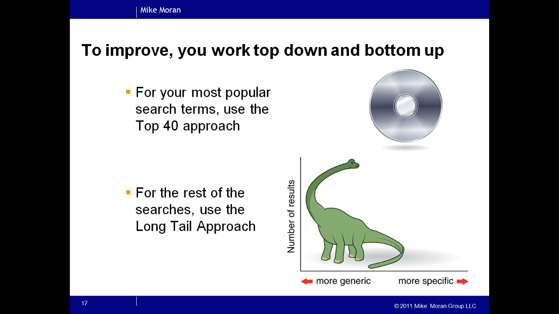So there's two ways of doing that kind of improvement. The first way is top-down, and I call that the top 40 approach. And the other way is the long tail approach, which is kind of bottoms up. So the first way focuses on the most popular searches. So it focuses on the very highest volume searches, the search keywords that the most people are typing in every month. And the other techniques focus on trying to improve all searches.